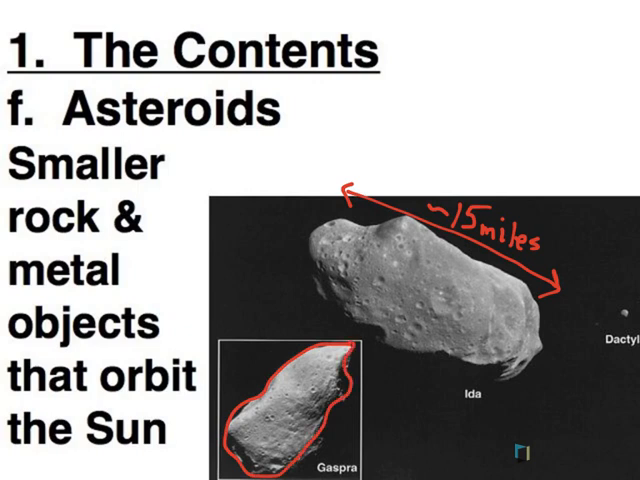They can have their own moons. Dactyl here actually orbits around Ida. And it was probably a little piece of Ida that got knocked off, but the gravity of Ida kept it in orbit. Remember, gravity just requires mass, and Ida, even though it is small, does have a mass, and so it does have a gravitational pull to keep Dactyl in its orbit.